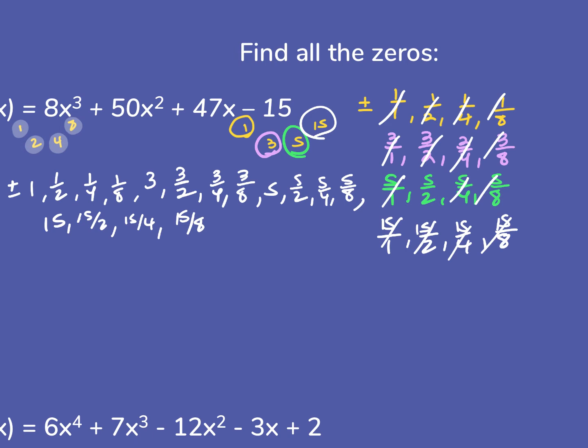Now, if any of those repeated, like once I reduce them, I don't have to list them twice. I only need to list them once. So if I had like 1/2 happen twice, I only need it once. Okay? And you always want to make sure you can reduce them. I didn't cross them out. 5 halves, yeah. So that's the possibles.